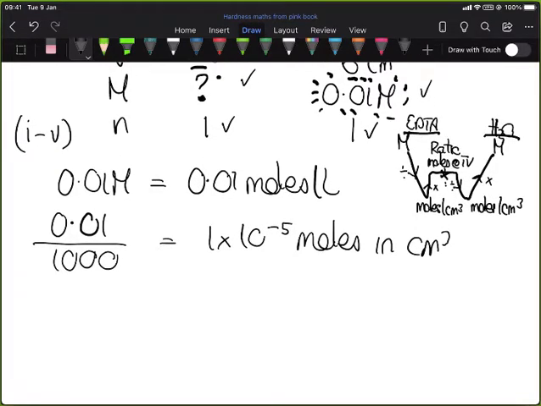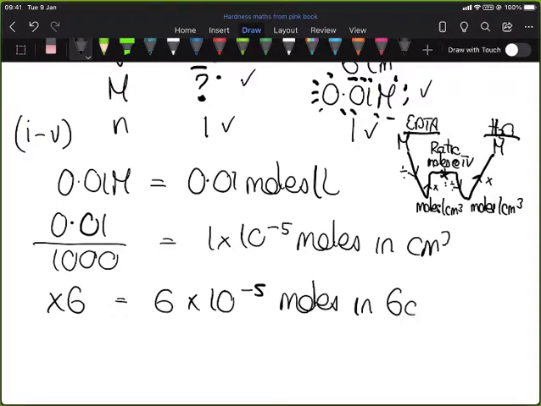So once we've done that, I need to find out what's in my titre volume. So I am going to multiply that by 6, and that's going to give me, am I out a decimal place? 0.01 divided by 1,000. No, I'm right. Is going to be 6 by 10 to the minus 5 moles. And this is in 6 centimetres cubed, and this is our titre volume.